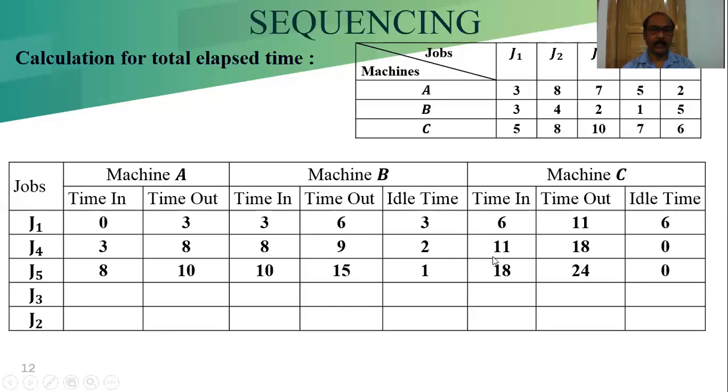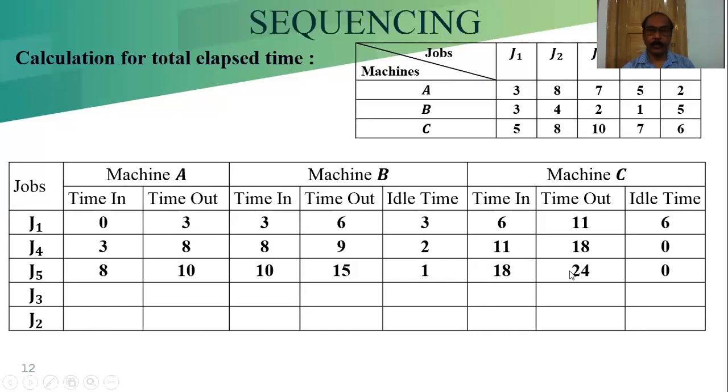Now it enters machine C, that means the start time in machine C is 18 hours. 18 is the finishing time of job 4 in machine C, and the start time for job 5 in machine C is 18. So there is no idle time. 18 minus 18 is 0, and the duration of job 5 in machine C is 6. So 18 plus 6 is equal to 24.